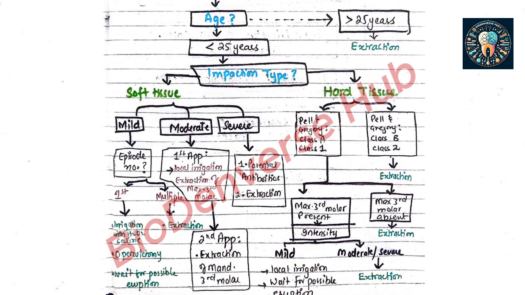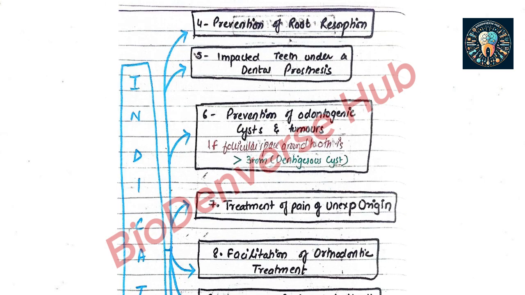Now we will be discussing the indications continued, as we have studied 3 important indications. The fourth one is the prevention of root resorption. We need to extract that impacted tooth in order to prevent root resorption of the adjacent tooth. The fifth important indication is impacted teeth under a dental prosthesis. Sixth, prevention of odontogenic cysts and tumors, because if the follicular space around the tooth is greater than 3 mm, then it is most commonly occurring that a dentigerous cyst will form or is already present.